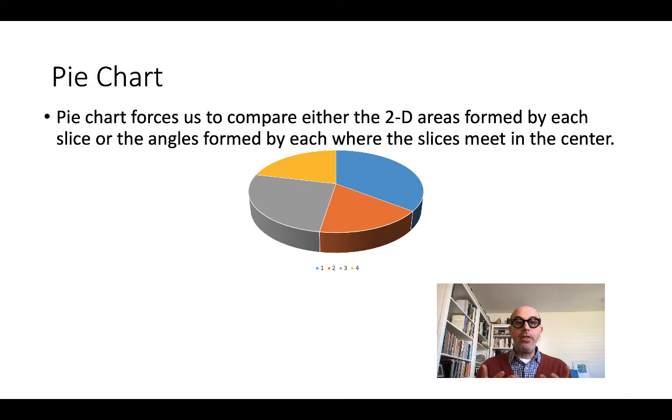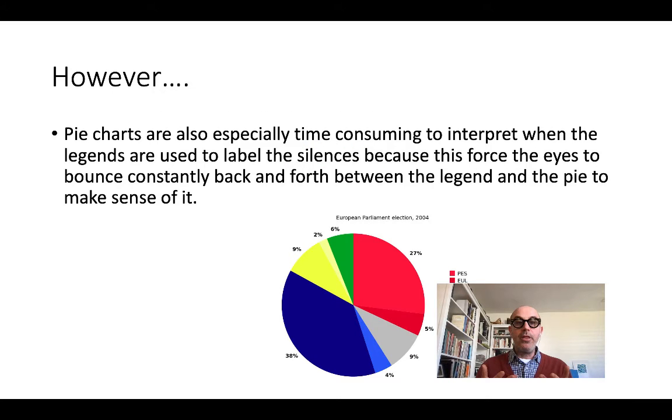A pie chart often compares either two 2D areas formed from each slice or the angles formed from each, where the slices meet at the center. That's the idea of the whole, right? However, pie charts are especially time consuming when we need to interpret the distribution if it's a large data set. It requires very good eyesight in order for you to do that. Like your professor doesn't have one.